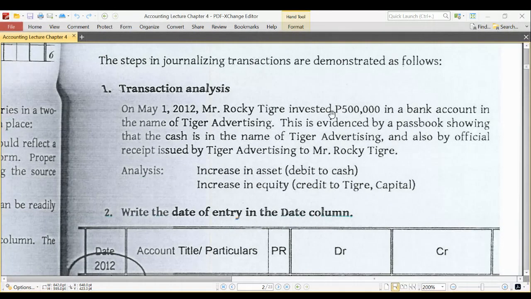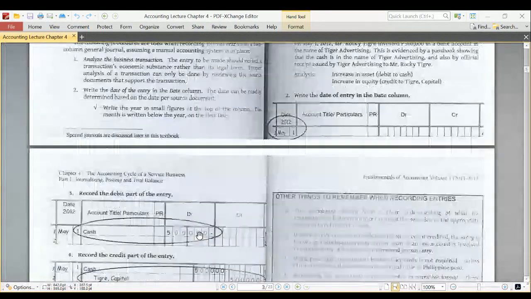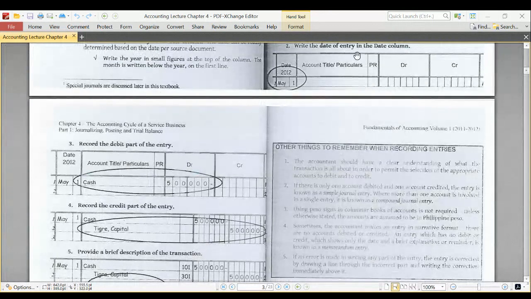So, ibig sabihin pala, may investment. Ano affected dyan? May cash tayo. So, mag-i-increase ang cash. And then, mag-i-increase din si capital. So, now you know what is the debit. You debit cash, credit Tiger, capital. So, ganyan siya. So, ito yung entry.